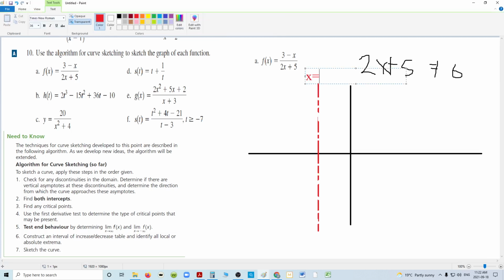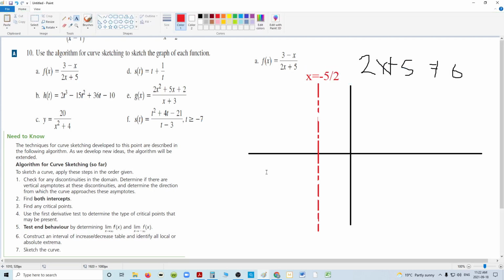X is equal to negative 2 over 5. Was it 2 over 5? 5 over 2. Okay? And now you know that something's going to happen on this side that might be different to that side. And the next thing you say, okay, well, there's no other ones, but what about when will this whole thing equal 0? Well, because that will dictate x-intercepts.